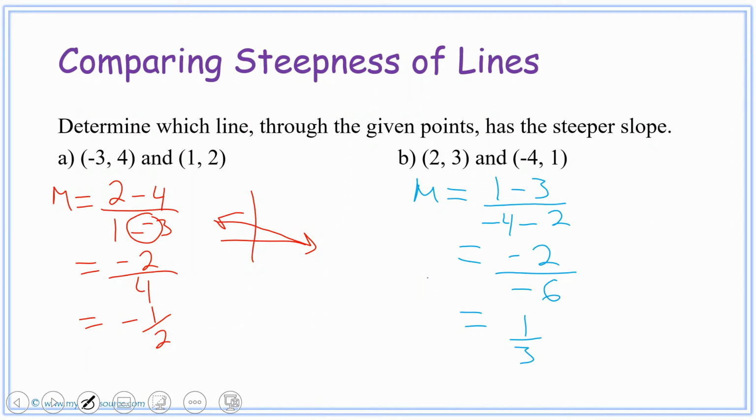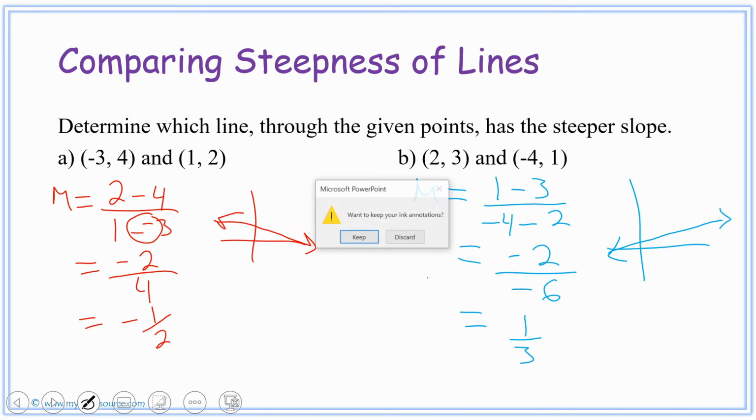Now, the absolute value of 1/3 is actually smaller than the absolute value of a half, which means that the half is going to be slightly steeper. Even though it's going downhill, it's going to be a steep downhill slope, whereas this one is going uphill, but at not so steep a slope, right? And if you're not sure which one's bigger, a half is like 50%, and a third is like 33.3333 continuous percent.